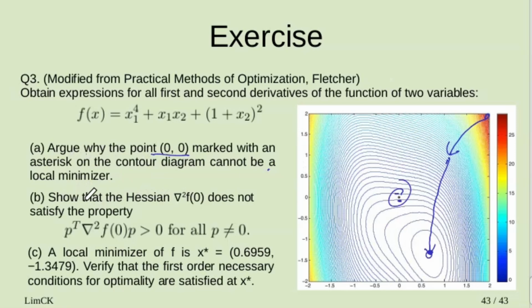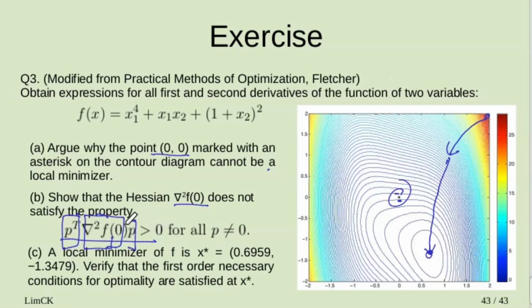For part B, the Hessian, when s1 and s2 are 0, does not satisfy the property of this one. What is this? It means that a vector transposed, product with the Hessian at this point, and with the vector again, is greater than 0 for all p. We don't know what p is, we don't know what the vector is, but when we do this product, we have something greater than 0.